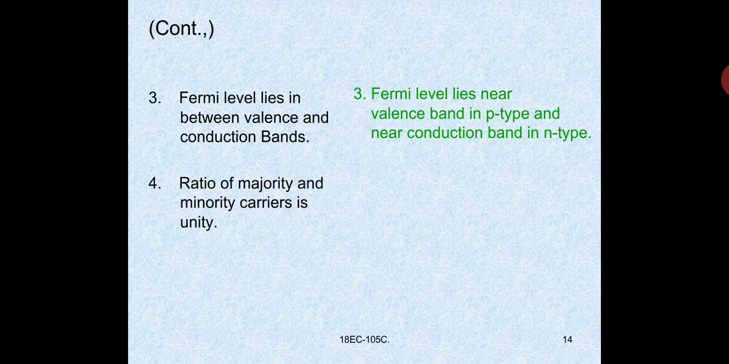Now the ratio of majority and minority carriers is unity. That is for a pure semiconductor, because we have been saying that the number of holes is equal to the number of electrons. Whereas in an impure one, we intentionally make them imbalanced. So the ratio of majority and minority carriers is definitely not unity. It has to be greater than 1. Intentionally we make it high. That means the majority carriers will be more and the minority carriers will be less.